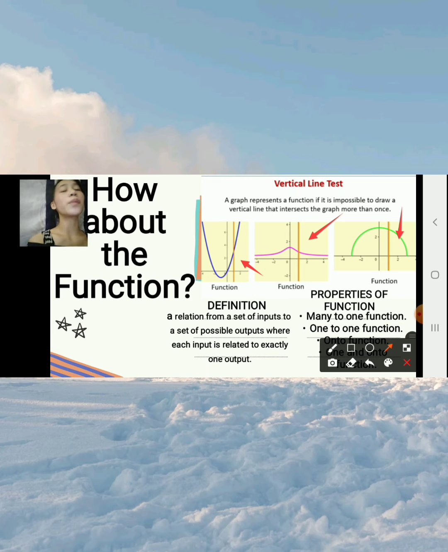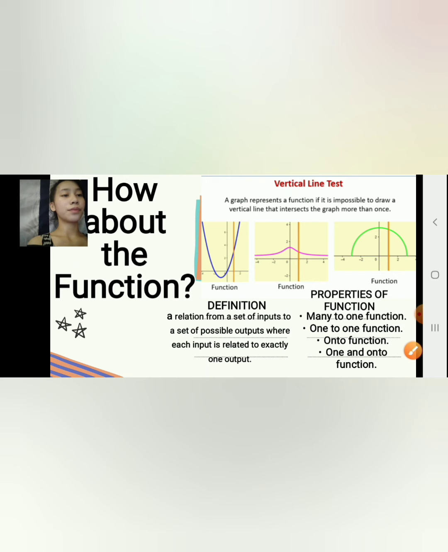Now we have the properties of a function. What are those? Such as many-to-one function, one-to-one function, or injective, and onto function, or one-to-one and onto function. But mostly we have three properties of a function: bijective, surjective, and injective.